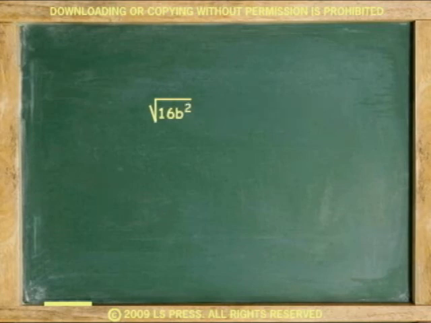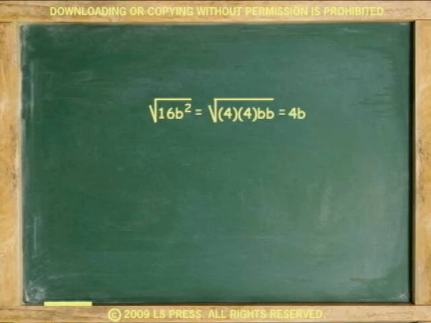Another example. Simplify the square root of 16b squared. Use prime factorization to simplify the radical. Every 2 values under the radical represents 1 value outside the radical sign. Answer: 4b. Because it is a perfect square, the radical sign is gone.